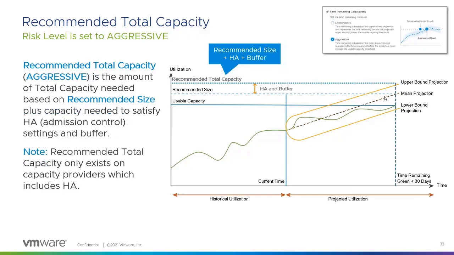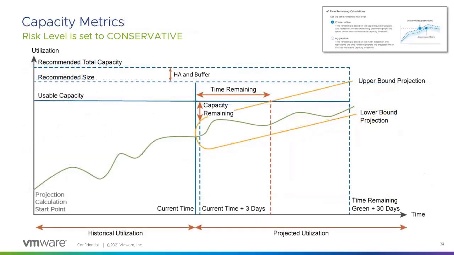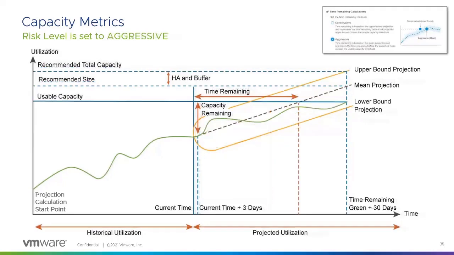And then aggressive, again, it's the same, but we're looking at the mean instead of the upper bound, and then we add on HA and buffer on top of that as well. Hopefully that's pretty straightforward. I have a chart here that has everything highlighted, the spots on the charts where all of these metrics come from. This is the conservative version, and here's the aggressive version. You can see how they differ, based on where on this projection we're looking.